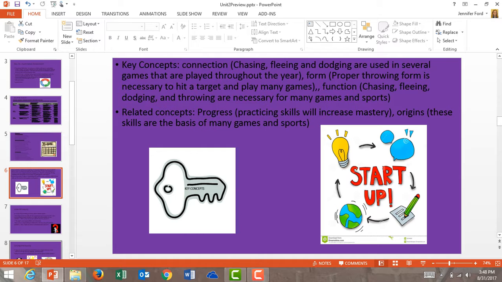Origins: these skills are the basis for a lot of the games, and hopefully they will be able to see that come full circle towards the end of the year, when they're like, oh gee, yeah, we did this early on. We did this in October. Wow, okay, cool.